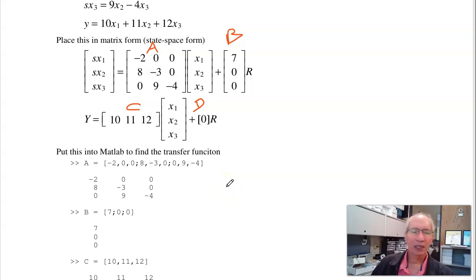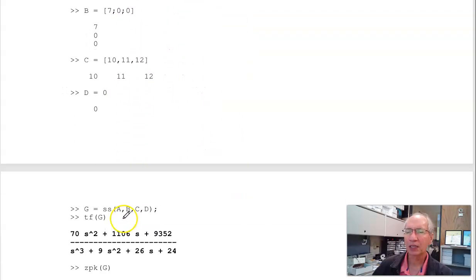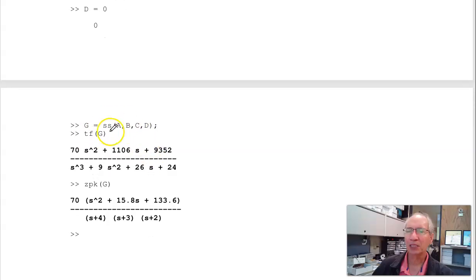In MATLAB, as long as we have the controls or signal processing toolbox, I can find the transfer function. Here's A, B, C, and D. Input that into MATLAB in state space form, then find the transfer function, or factored form in zero pole gain form.